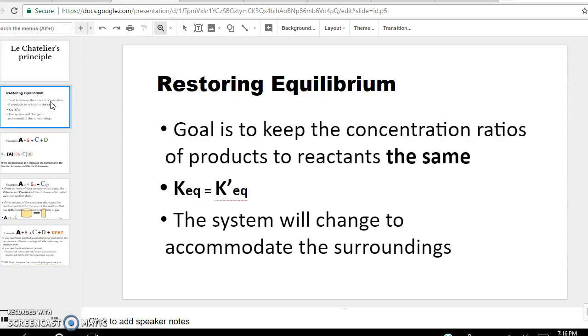So the KEQ, which is products over reactants, of one set of conditions has to be equal to the products over reactants of the second set of conditions. The system will change to accommodate the surroundings.